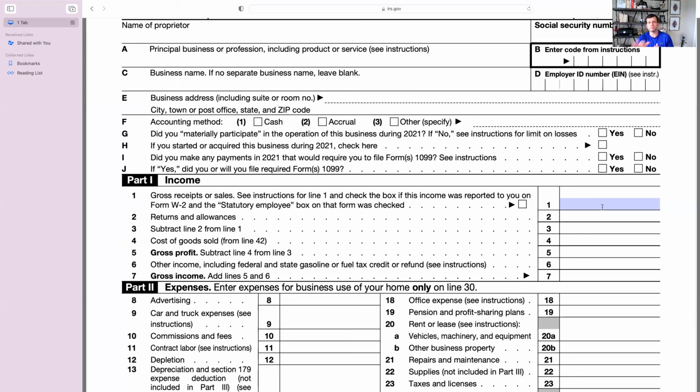So always reconcile that. Returns or allowances, I typically don't use a whole lot, but obviously if you want to report that separately, you can. Cost of goods sold. So these would be things like if you're making a widget, it's all the materials, all the supplies, everything that is going into that is directly related to making that.